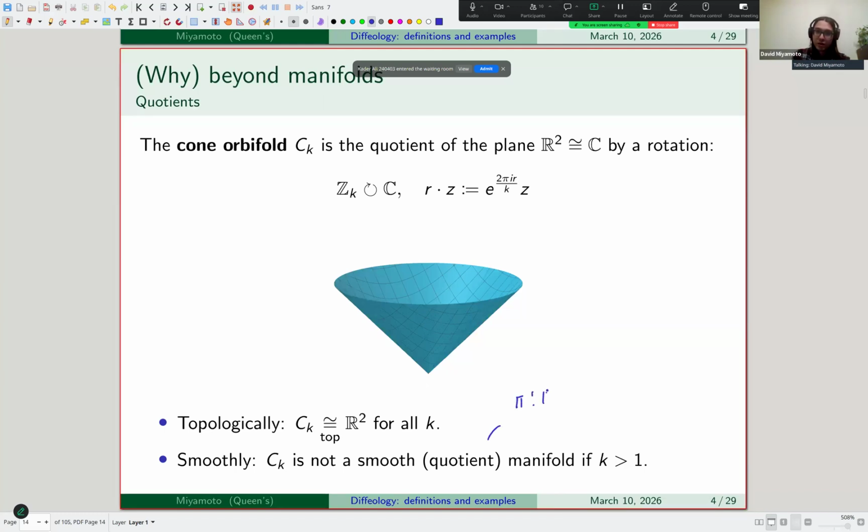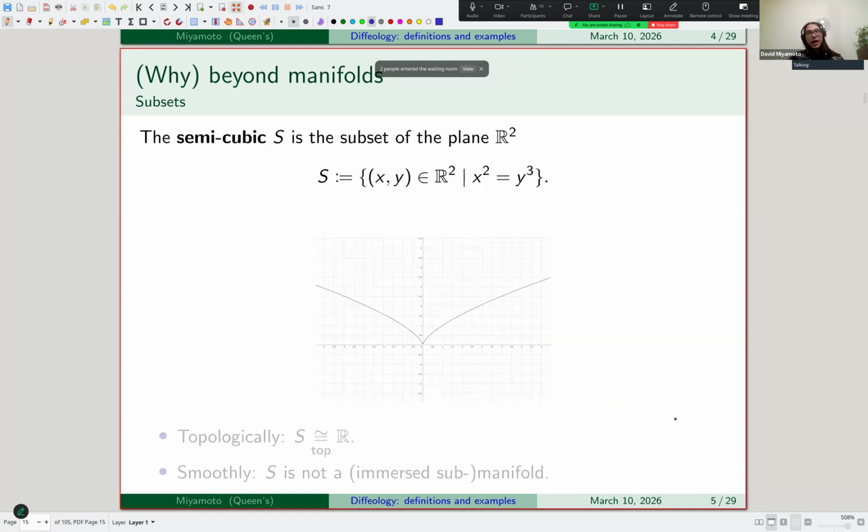I mean that the quotient is not a submersion. And that's quotients. We also take subsets.